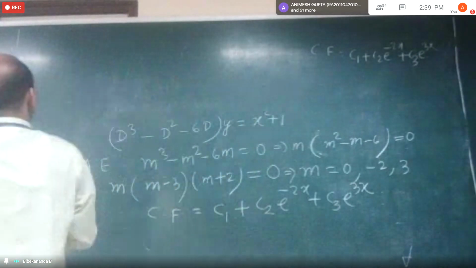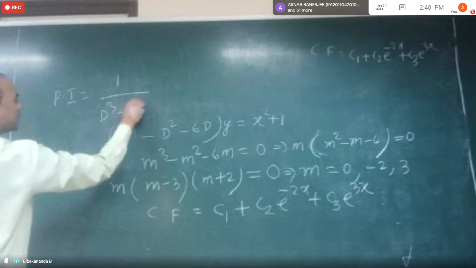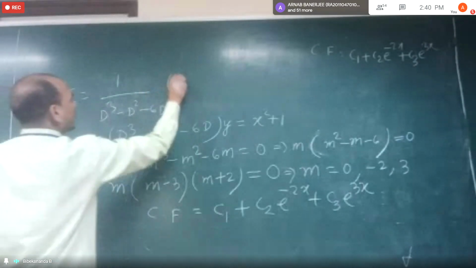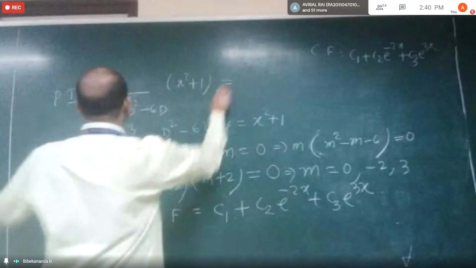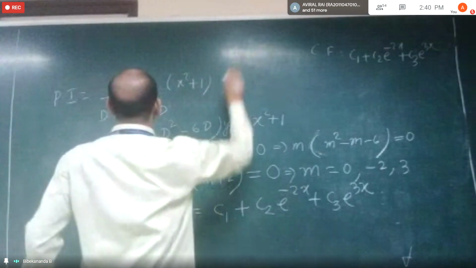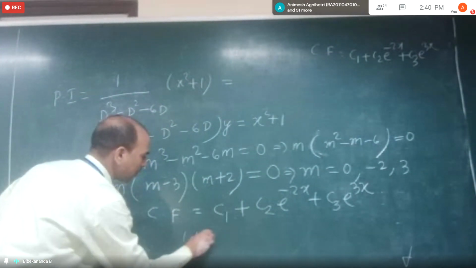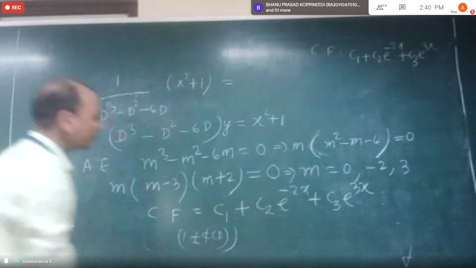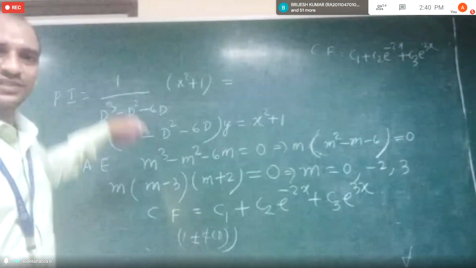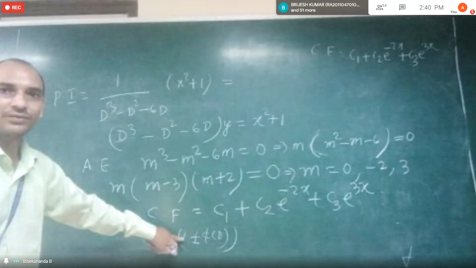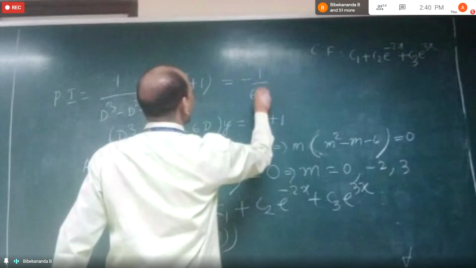Let us go for the PI. So PI is equal to 1 by D cube minus D square minus 6D into x square plus 1. So we can take D common here. What should we take so that we get the form 1 plus or minus phi of D? Minus 6D, then only I can have plus 1. So we can take minus 6D common.